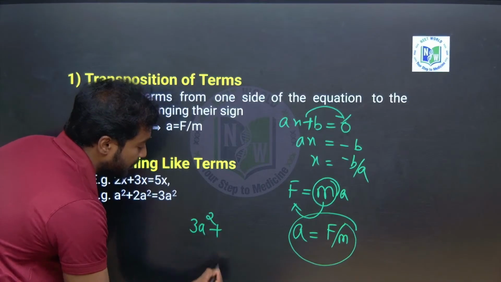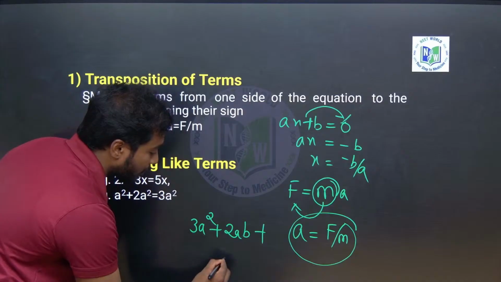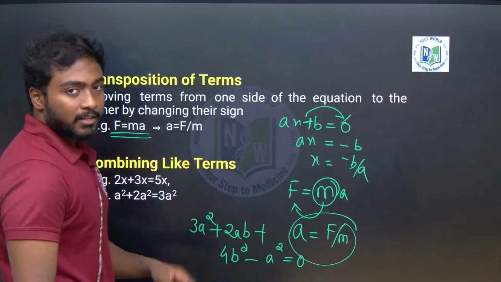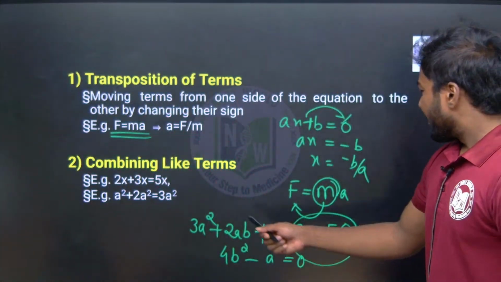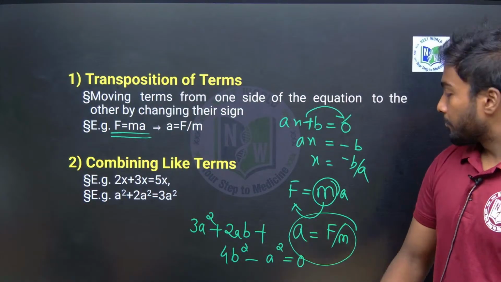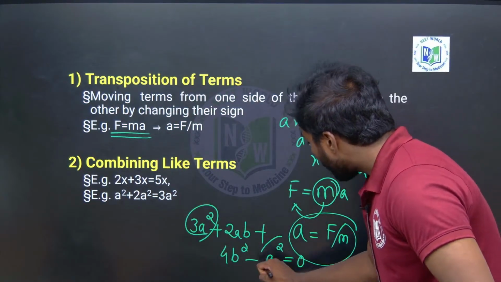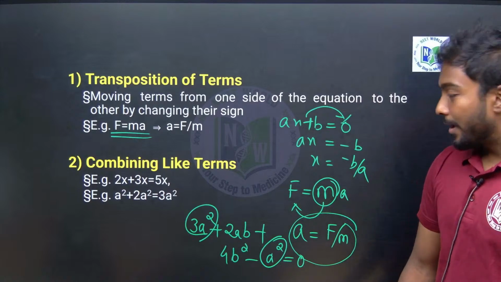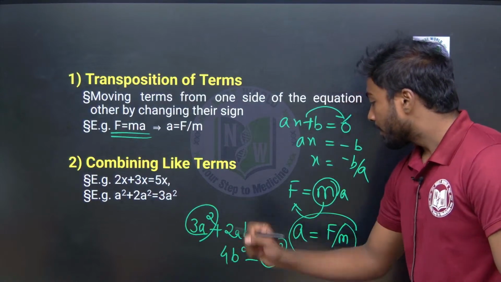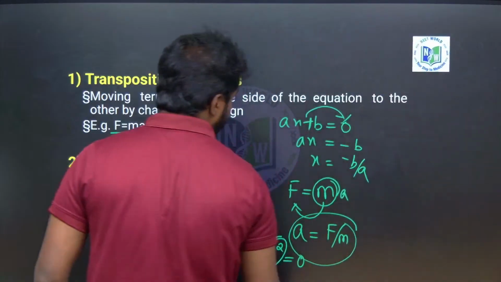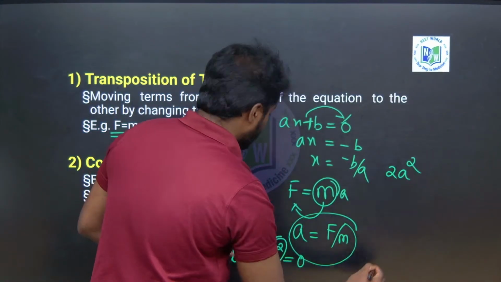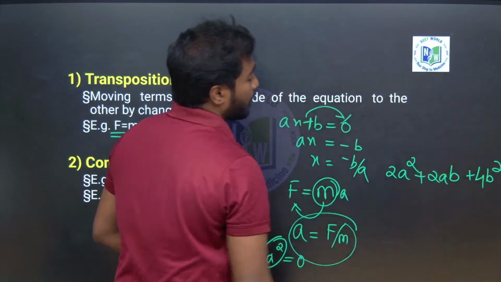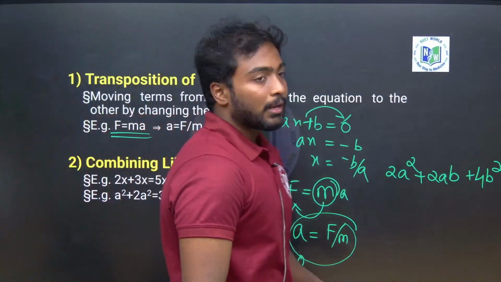3a square plus 2ab plus 4b square minus a square is equal to 0. This is the given equation. In this, a and b are constants. So 3a square is there and one more a square is there, so I can combine the values, no? 3a square minus a square will give 2a square. So 2a square plus 2ab plus 4b square will be my answer. This is how we will combine the terms.